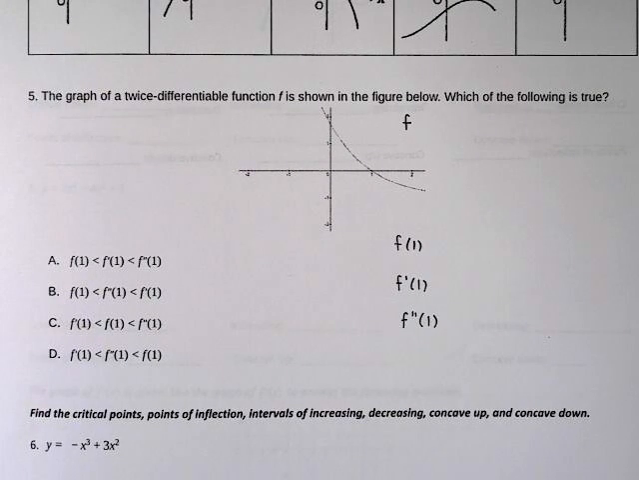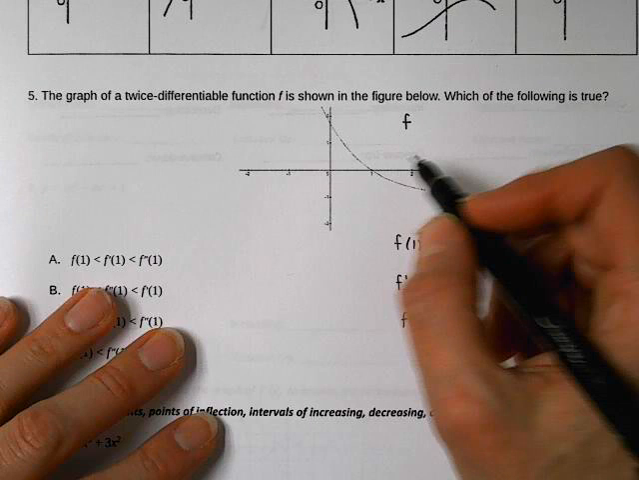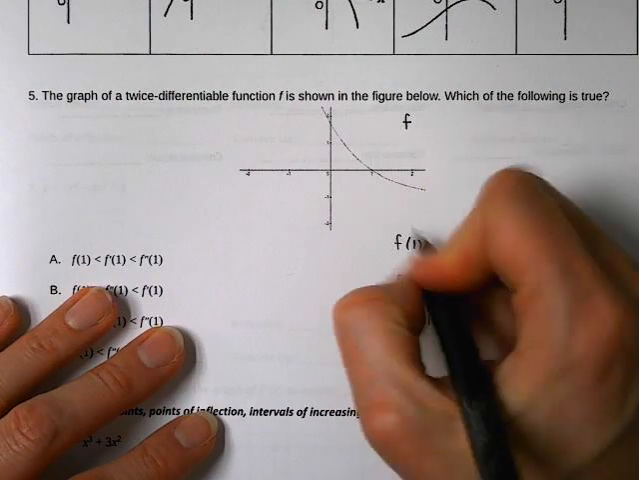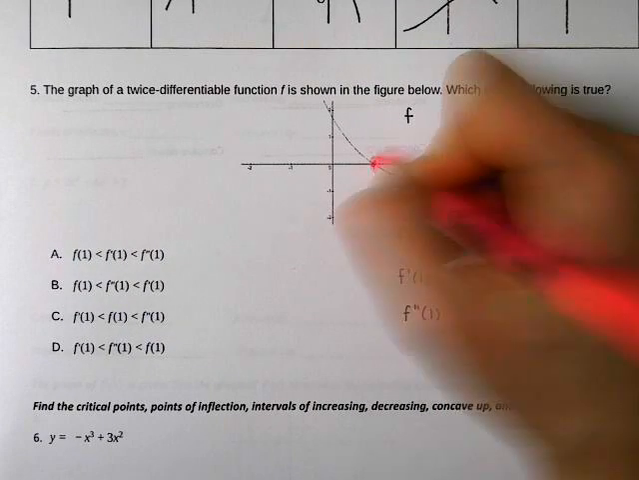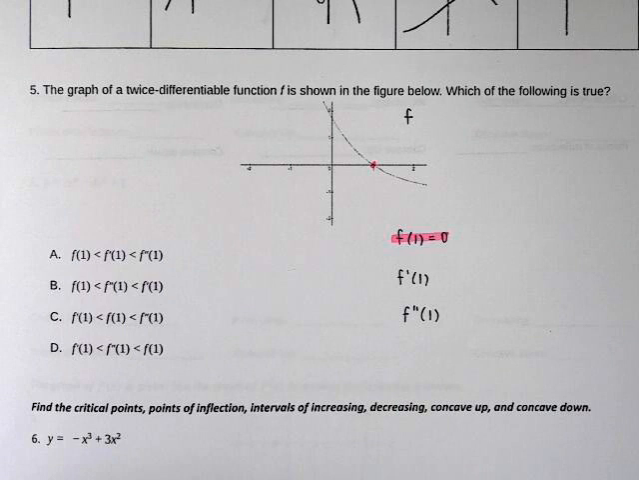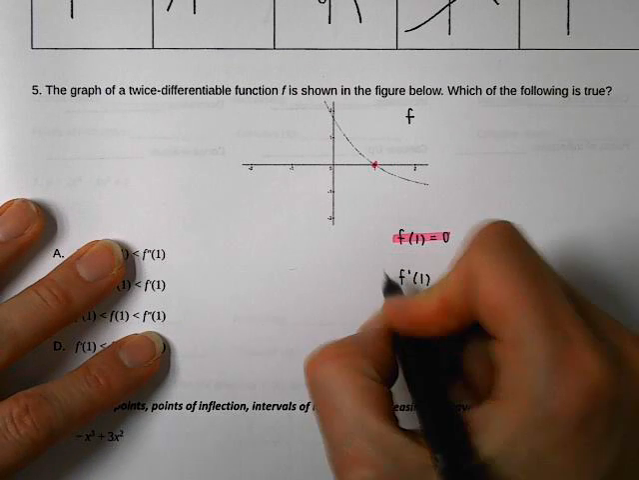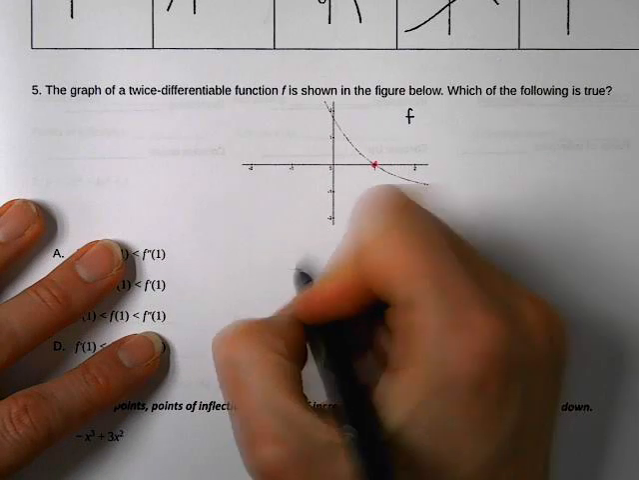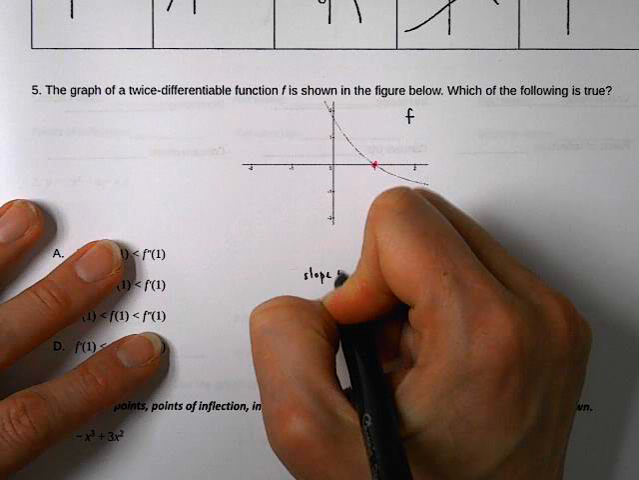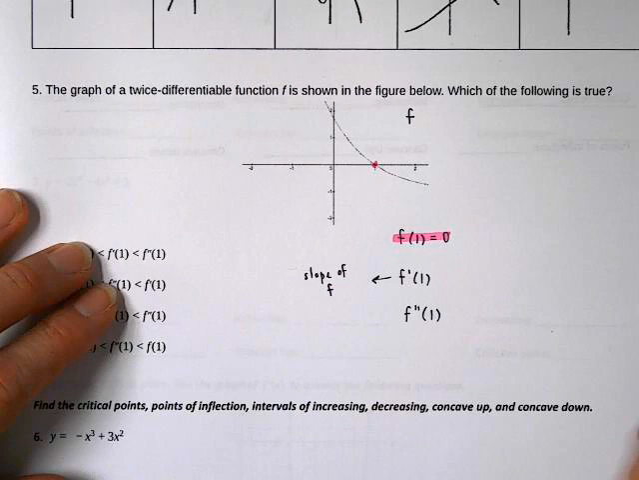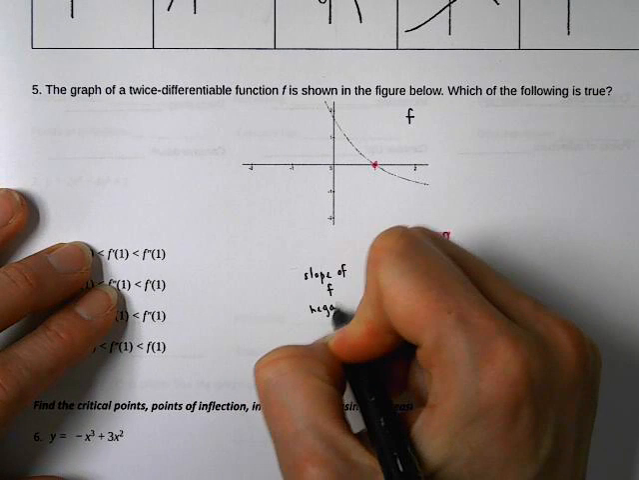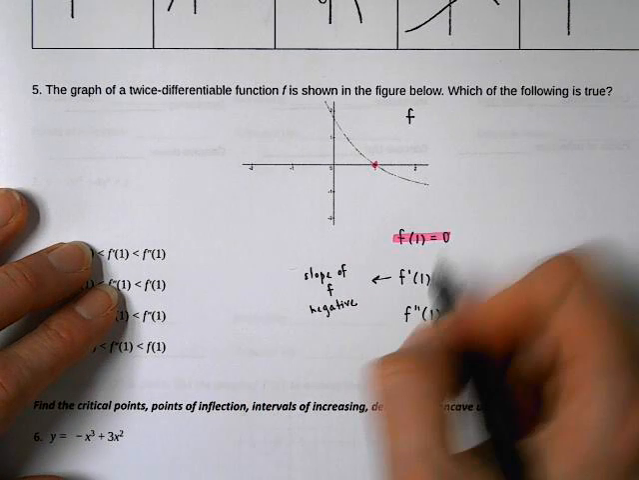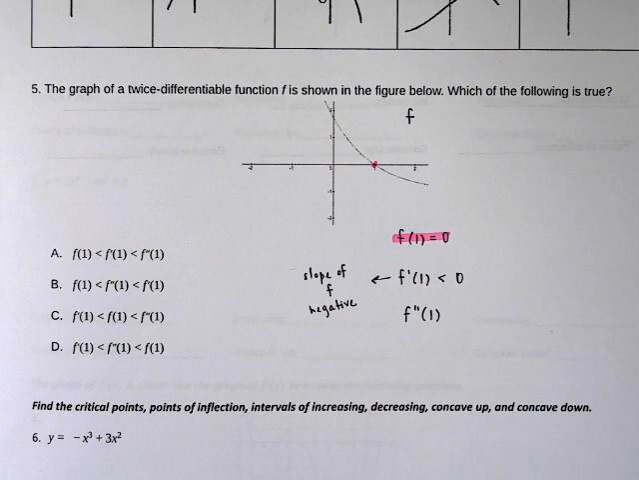So let's see what we know from the graph. First of all, I can see if this is f, that f of 1 is just equal to 0, right? And we can get that from this point right here. So that's how I know. It's just that point on the graph. Now, f prime of 1, that has to do with the slope of f. In our case, the slope of f is negative. So that means f prime of 1 must be less than 0.